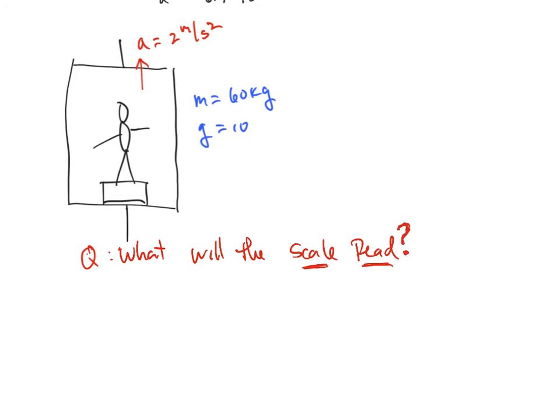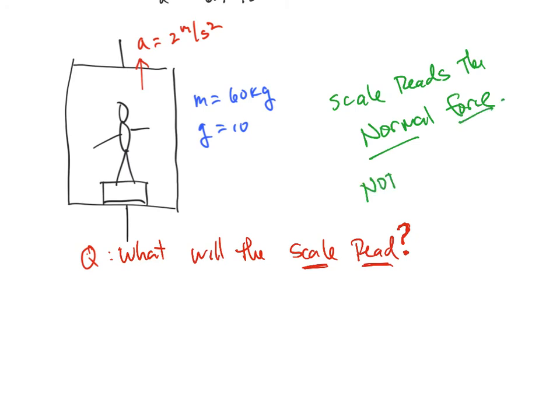And that's because the scale does not read your weight. The scale knows nothing about your weight. The only thing the scale knows is how hard it pushes up on you. I'll say that again. The scale reads the force that it pushes up on you. Now, the force it pushes up on you is, of course, the normal force. So a scale reads the normal force, not your weight.